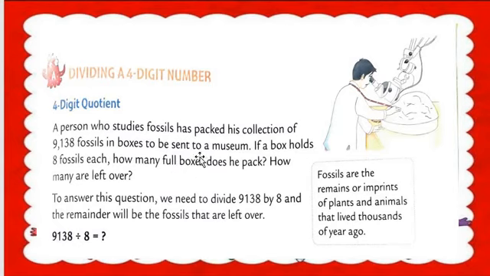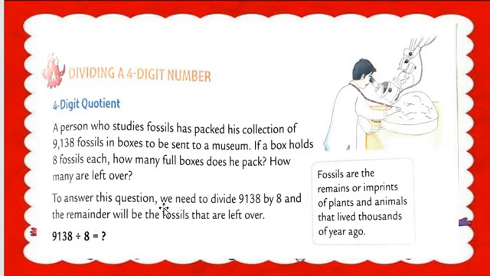Fossils means what, all students? Old bones, older dead bodies. Okay, it's called fossils. If a box holds 8 fossils each, how many full boxes does he pack? And how many are left over? There is a collection of 9,138 fossils to be sent to a museum. Each box has 8 fossils. So how many boxes does he pack, and how many are left over?